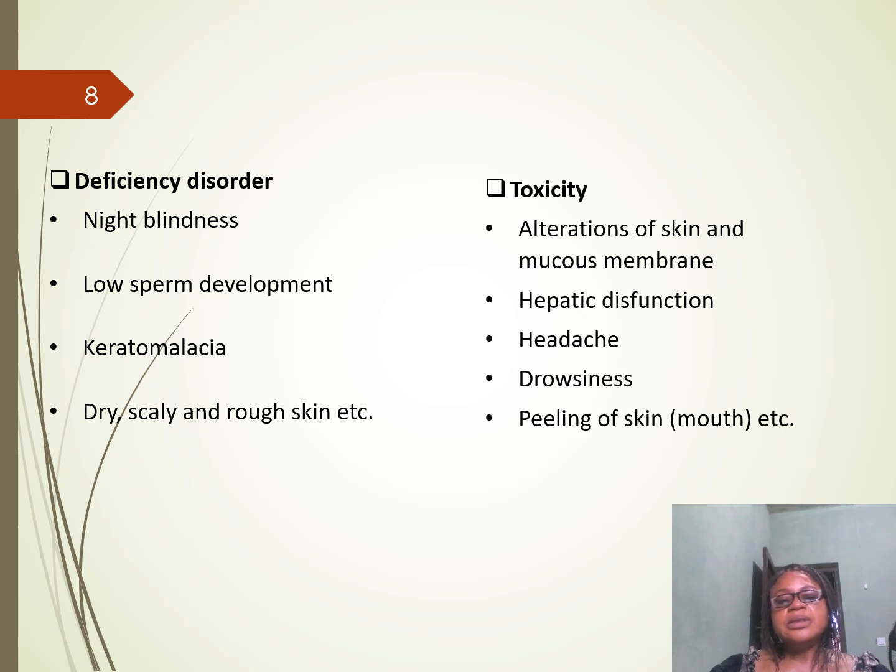Low sperm development, keratomalacia, that's a serious deficiency disorder that affects the cornea, and dry, scaly, and rough skin. So for those of you that want to have shiny and fine looking skin, you have to improve your vitamin A intake and ensure that you meet the requirements on a daily basis. So you ask yourself, how much of these vitamin A rich foods do I take? The plant and the animal source. A question for you to answer.